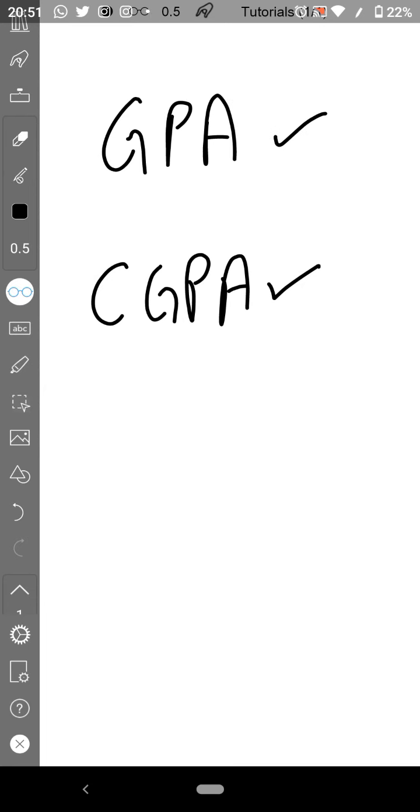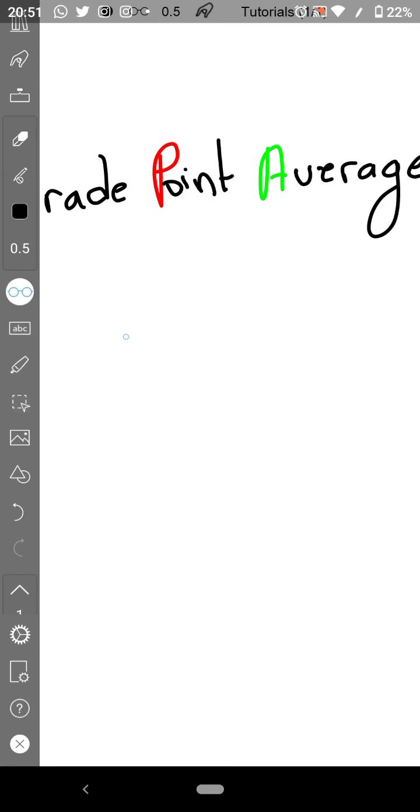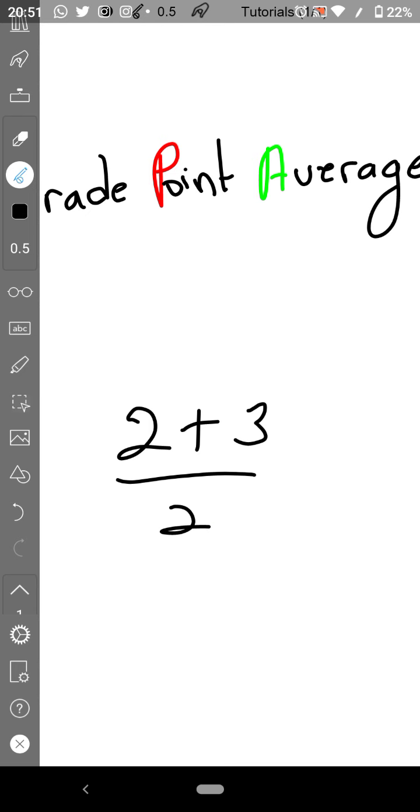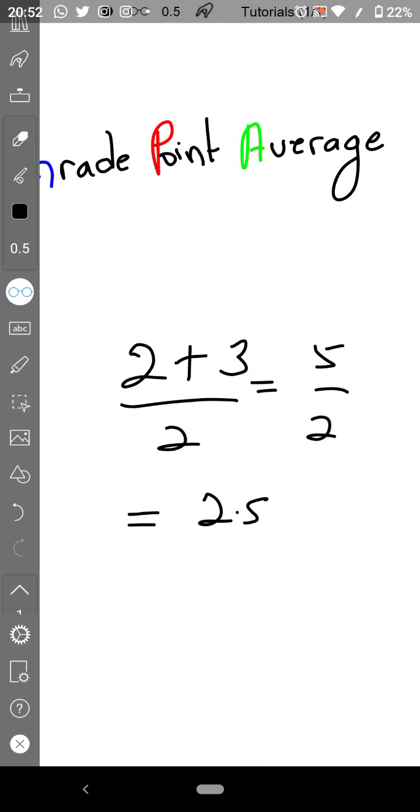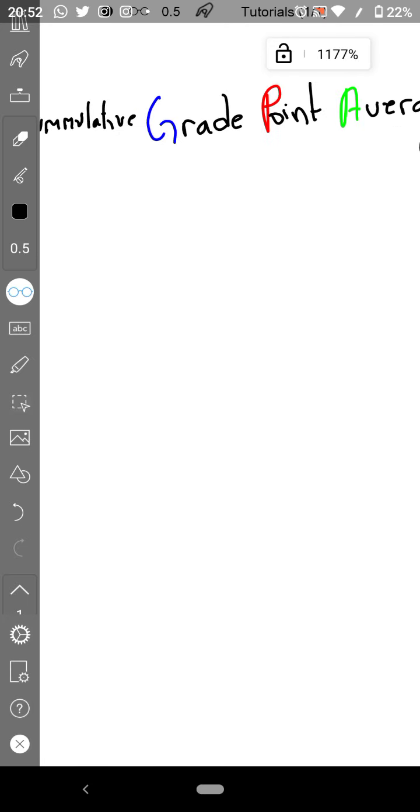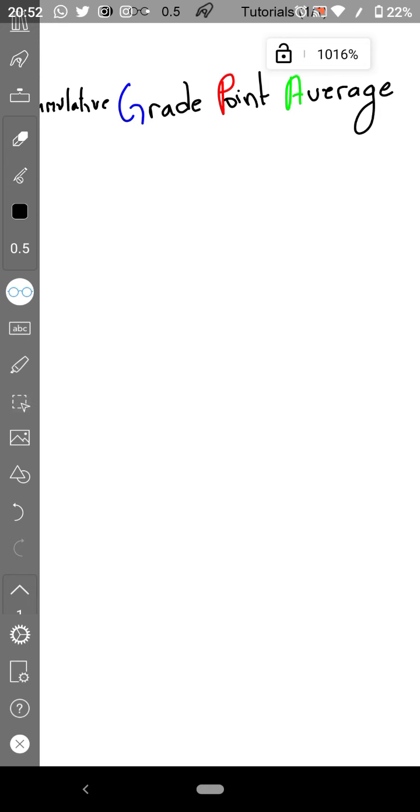The full meaning of GPA is grade point average. As you all know, the average of two numbers, 2 and 3, is 2.5. It's nothing much different than this. It's just the average between the points and the grades you've obtained in that particular semester. So that's grade point average. Now when you have a whole lot of semesters, not just one semester, but first semester, the second semester, and other consecutive semesters, you call it the cumulative grade point average. That is CGPA. Now you understand the difference between the two in a bit.